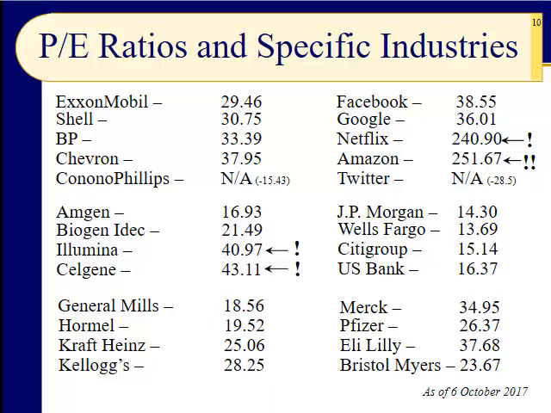And then the drug companies, this is what you'd expect, right? The drug companies are all over the map, but really high. Pfizer and Bristol Myers, in the 20s. But hey, Merck and Eli Lilly, the investors are more excited about the prospects for these companies.